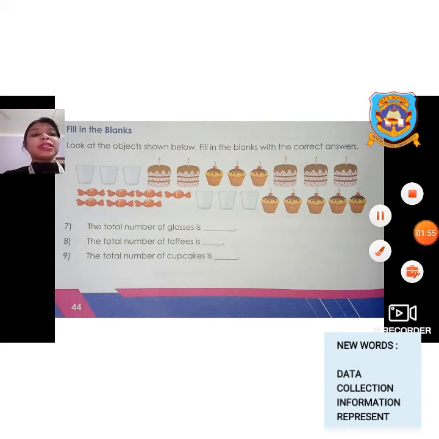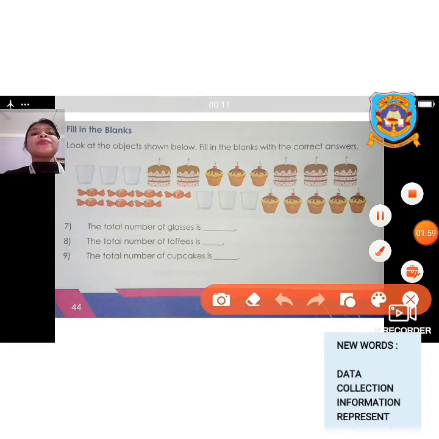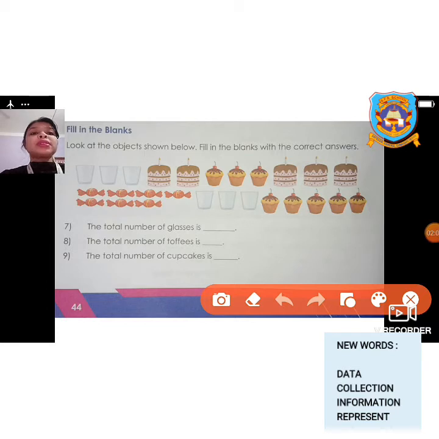Question number 7 is given here. The total number of glasses. How many glasses are there? There are 6 glasses. The total number of toffees. How many toffees are there? There are 7 toffees. Okay.